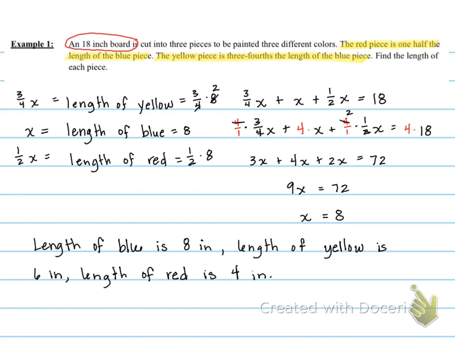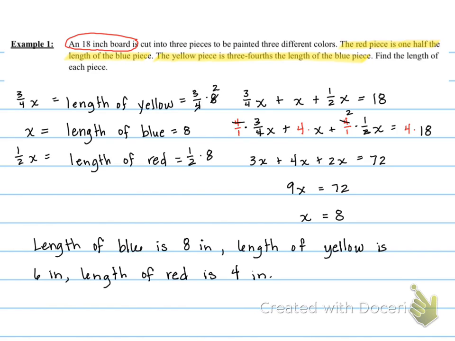And always a good idea to check your work at the end. So we used that 3/4 x and 1/2 x to get the length of our yellow and our red. We did not use the fact that they all add up to 18 to get the length of the yellow or red, which means that checking to make sure they add up to 18 will tell us if we did it correctly.